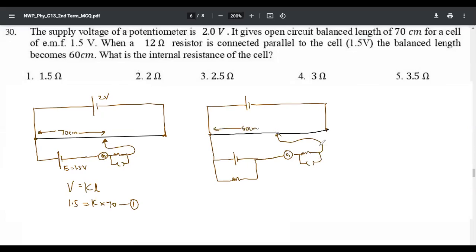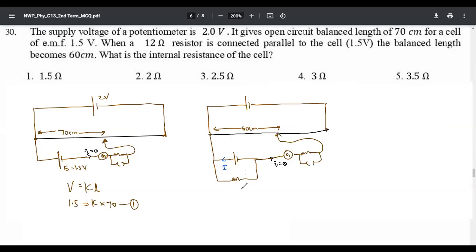Now there won't be any current through this part of the circuit, because that is how, when you get the balance length, when the galvanometer reading is 0, that's when you get the length. In this arm there's no current. But since you have put a resistor here, what will happen? Here there will be a current in this circuit. I'll take that current as I.